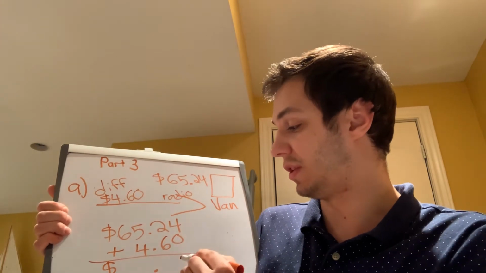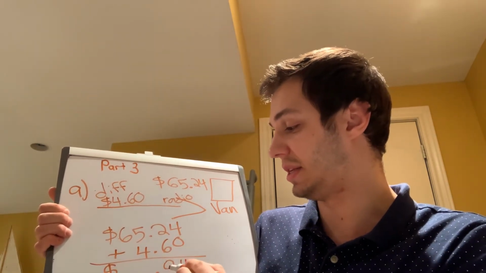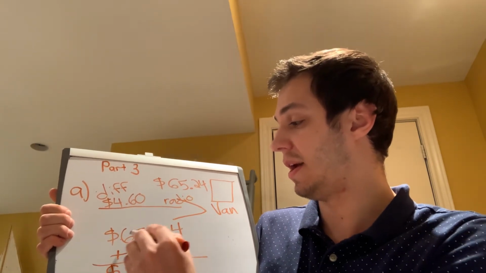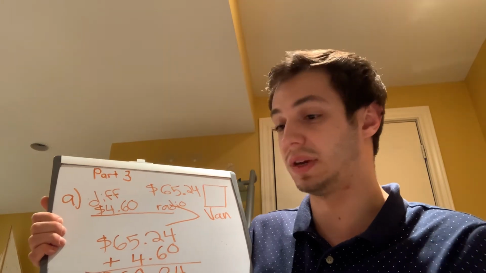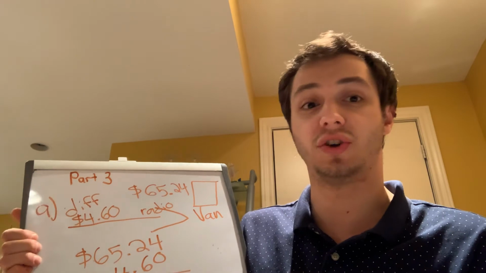4 plus 0 gives me 4. 2 plus 6 will give me 8. 5 plus 4 gives me 9. And then 6 plus nothing gives me 6. So now we figured out how much money Van started off with.